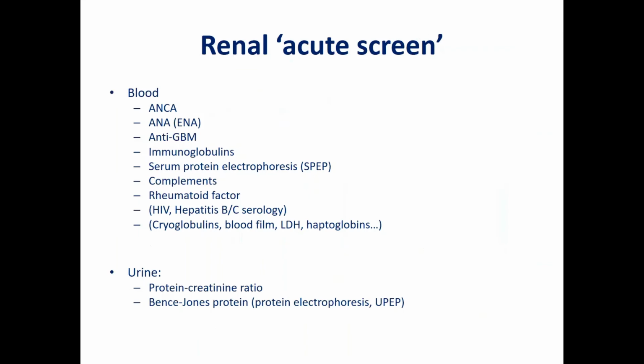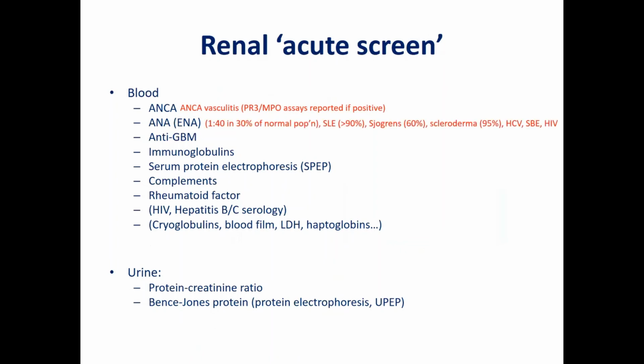So what do we do if we think someone might have vasculitis? We do a whole long list of bloods. We'll talk you through them over the phone if you ever need them, but let's just quickly talk about why we do them. ANCA tells us if someone might have an ANCA vasculitis. The anti-nuclear antibody may diagnose lupus, Sjögren's, scleroderma. Don't worry, you don't need to remember all these things. I'm just telling you why we're doing them.